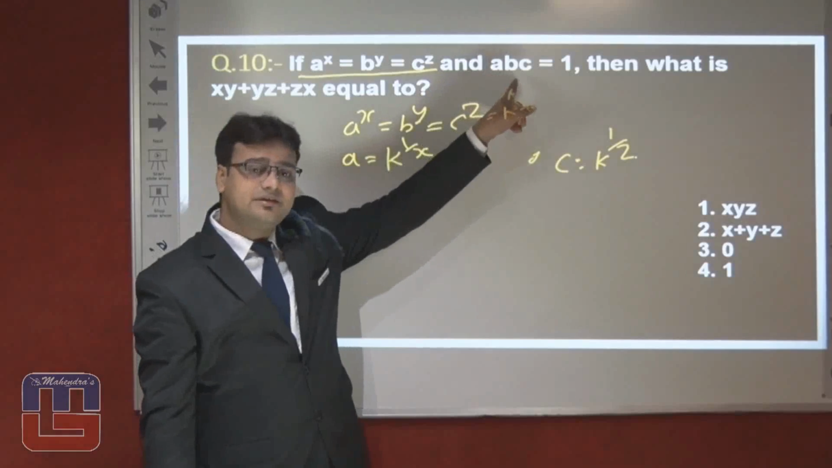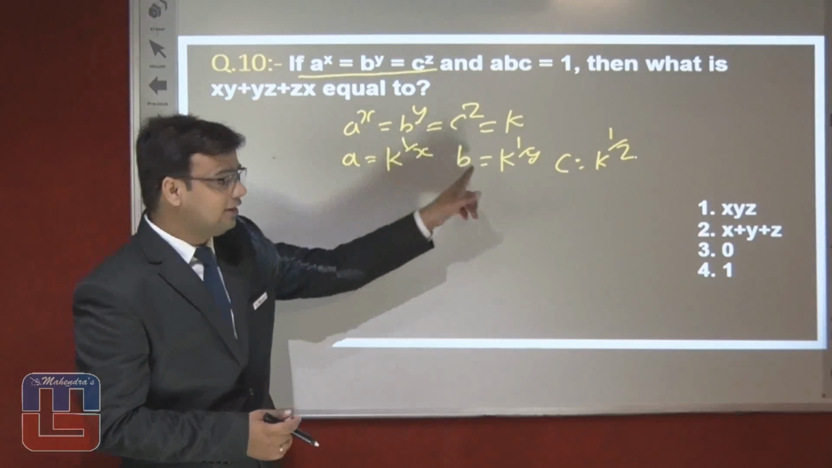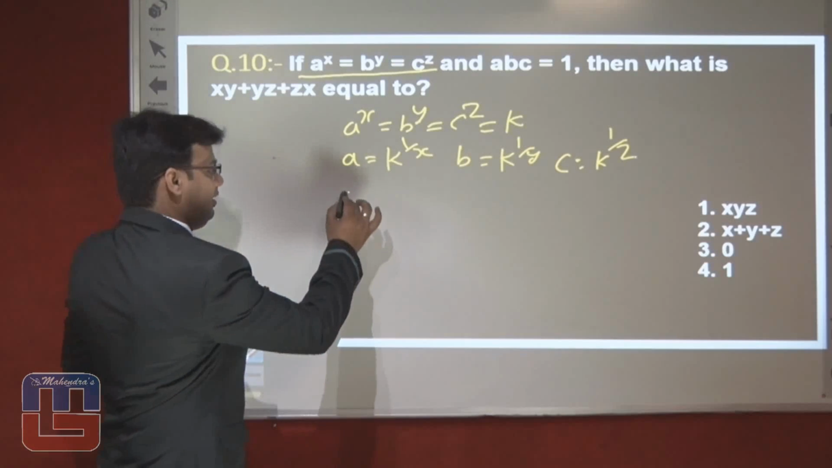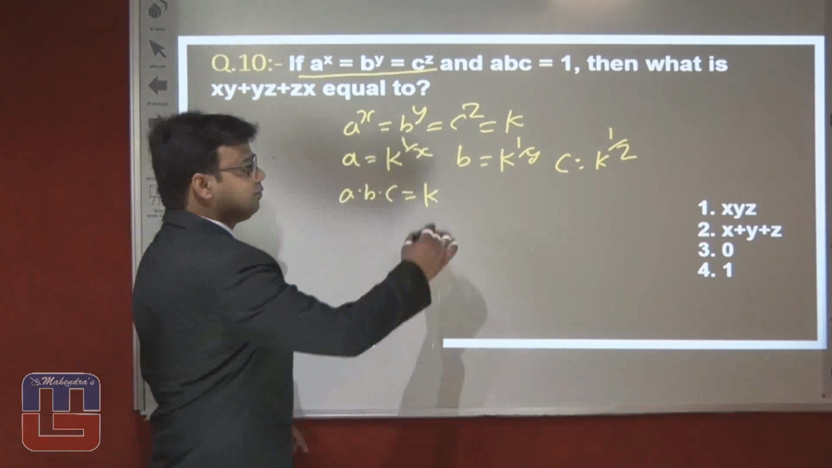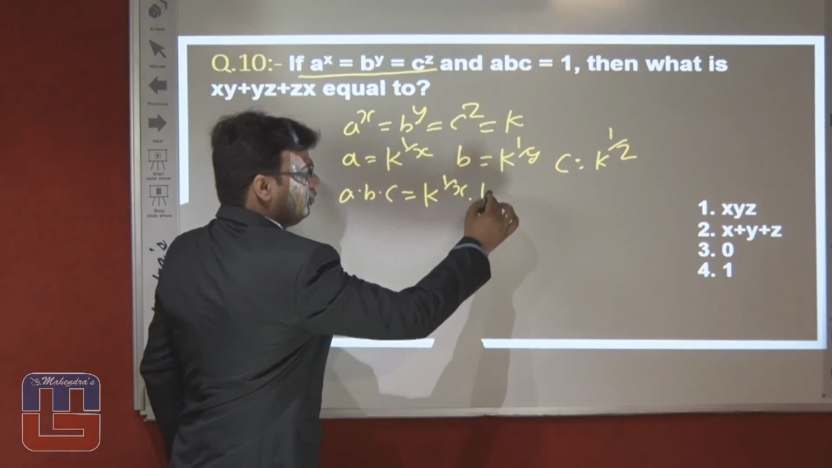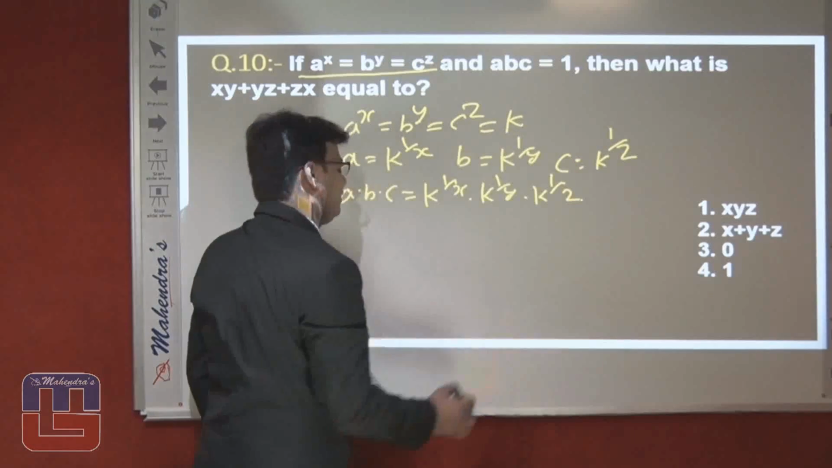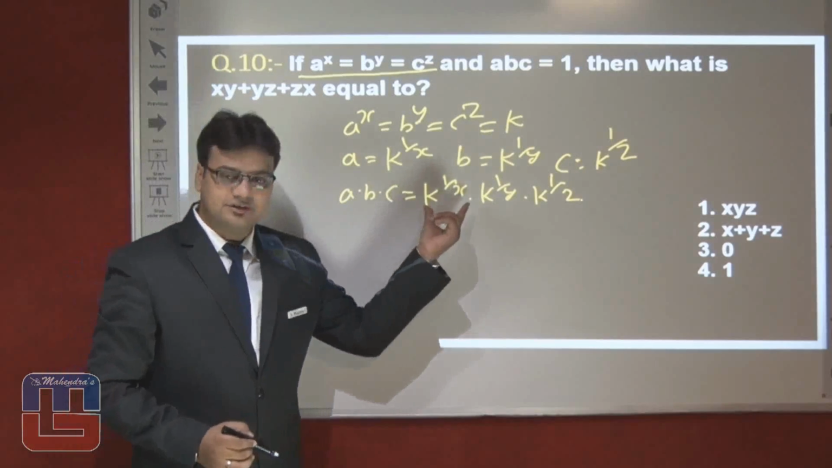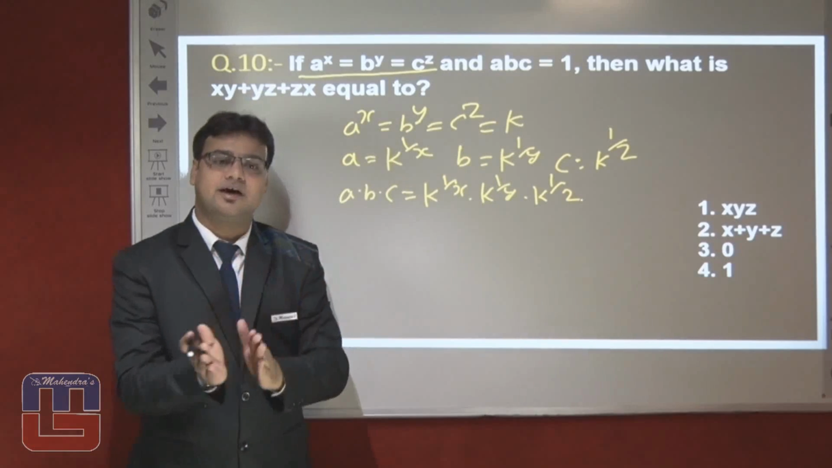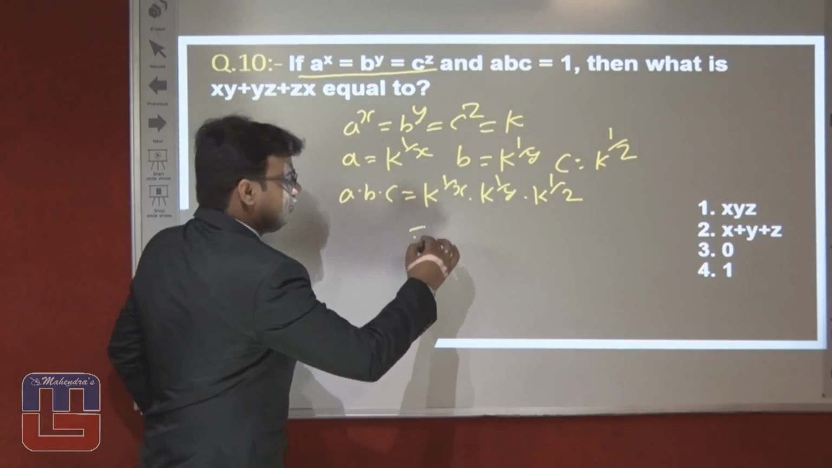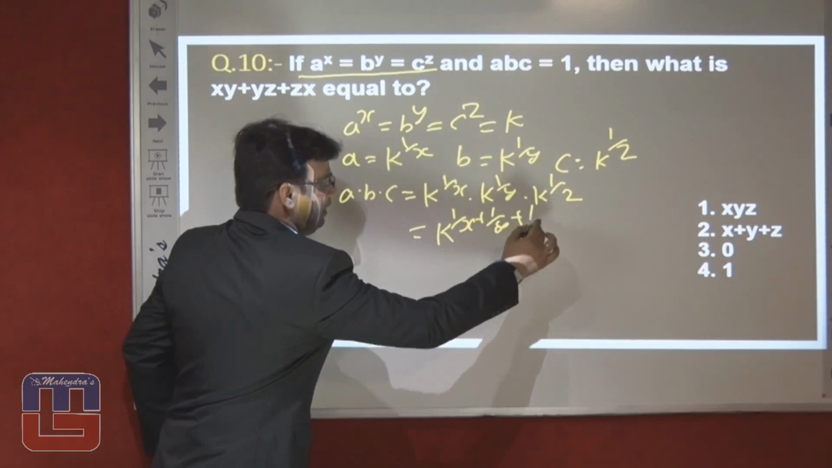Here another condition is that abc is equal to 1. If we multiply all three, what will we get? K to power 1 by x into K to power 1 by y into K to power 1 by z. See the sets property: if the bases are the same and are multiplied, then the powers are added. Then we get K to power 1 by x plus 1 by y plus 1 by z.